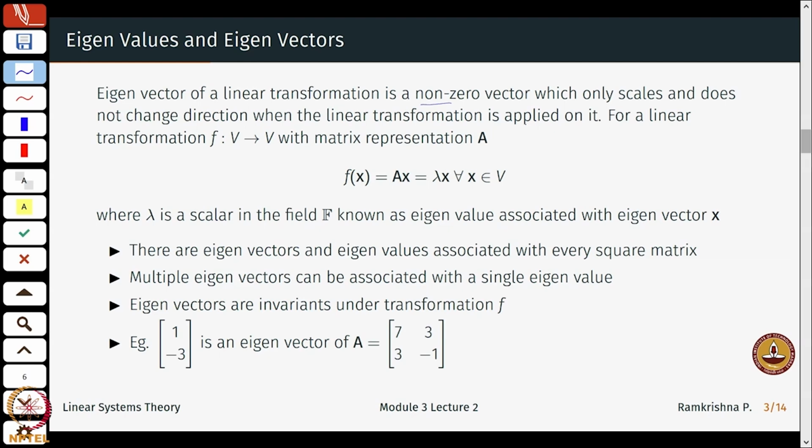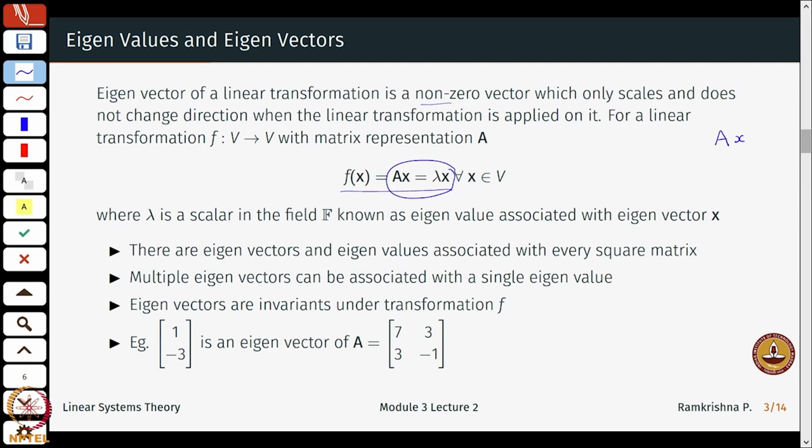Okay. So, typically if I take a linear transformation A and apply x on it, I might get some other arbitrary vector, right. So, this vector could be different in magnitude and different in direction. However, an exception happens in this case. So, if I write this statement mathematically, it will look something like this. So, let us concentrate on this one.